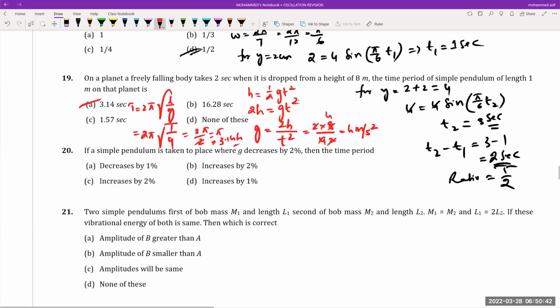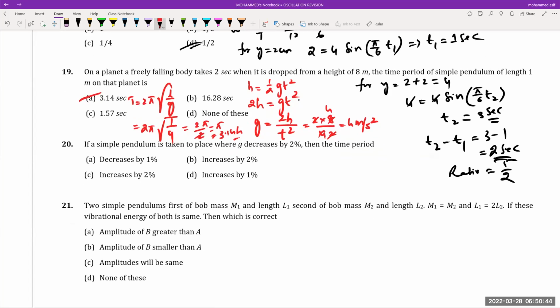Next one. If a simple pendulum is taken to a place where g decreases by 2%, and it is lesser than 10% है तो direct shortcut formula apply कर सकते हो बेटा आप लोग. Delta T by T into 100 is equals to minus of half into delta g by g into 100. So minus sign indicates only the decrease. So minus of 1 by 2 into minus of 2% decrease. यानी percent में दे रखा है ना, 2 and 2 gets cancelled, minus minus will get cancelled, that will be equal to 1%. So it increases by 1%.